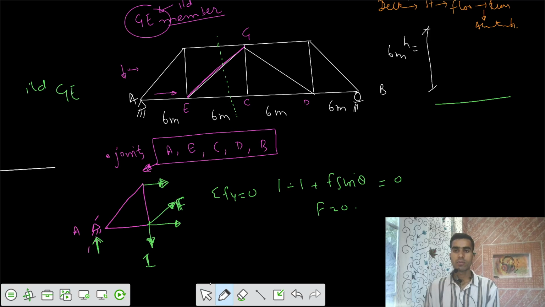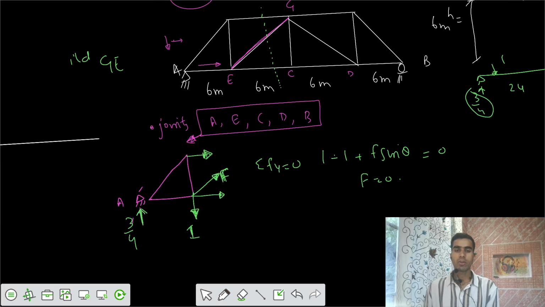If the total length is 24, let's say 6 plus 6 plus 6 plus 6, and the load is applied at this point, that's 1 by 4. So the reaction here would be 3 by 4 and this reaction would be 1 by 4. So the reaction here is equal to 3 by 4.